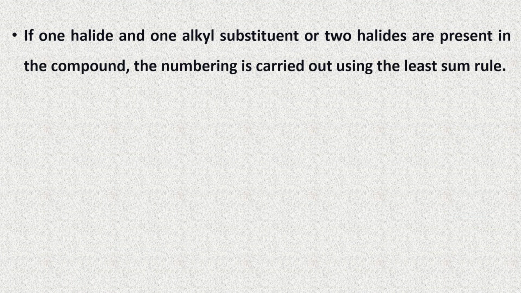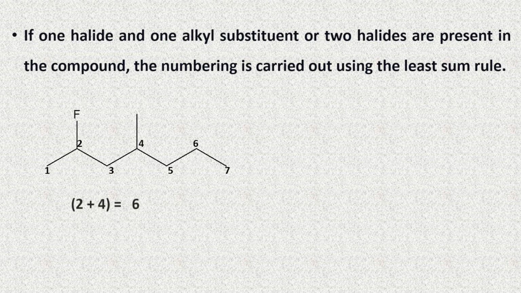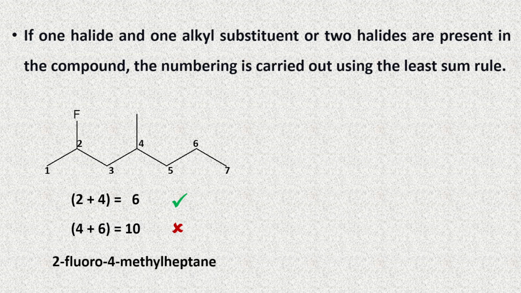If there are two substituents, one halide and one alkyl substituent, or two halides, the numbering is carried out using the least sum rule. In this compound, if the numbering is carried out from the left end, the locants of fluoride and methyl substituent are 2 and 4, whose sum is 6. While if the numbering is carried out from the right end, the locants of fluoride and methyl substituent are 4 and 6, whose sum is 10. So based on the least sum rule, the numbering from the left end is correct. So its IUPAC nomenclature is 2-fluoro-4-methylheptane.